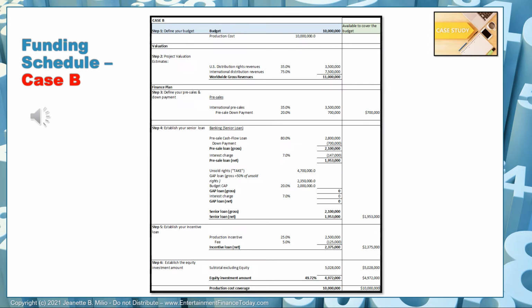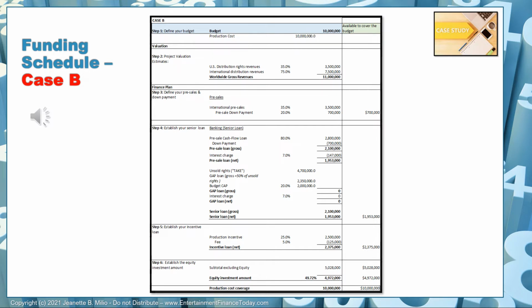In comparison now, we're running the case B scenario where we still have the movie at $10 million. We are still assuming the valuation to be $11 million with worldwide gross revenues. But we're also structuring our finance plan now applying international pre-sales of 35%, which is $3.5 million. And we are receiving 20% of that from our distributors in connection with those pre-sales that we have established. So that is $700,000, and that's the first amount we have raised in this case.